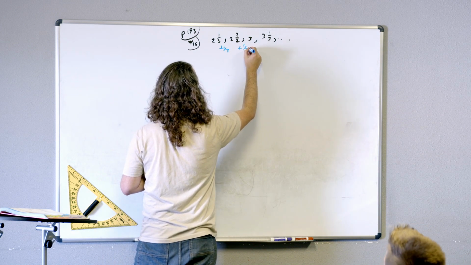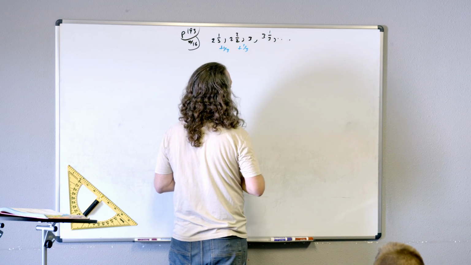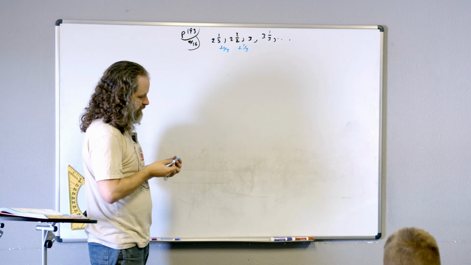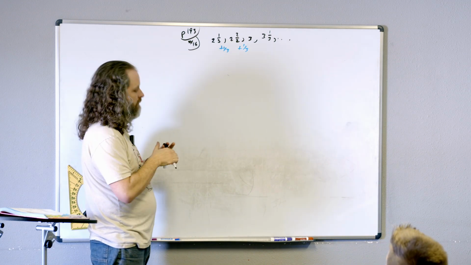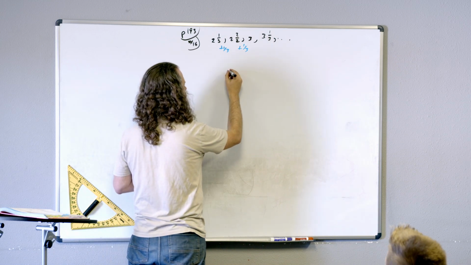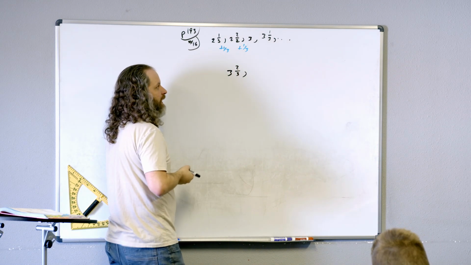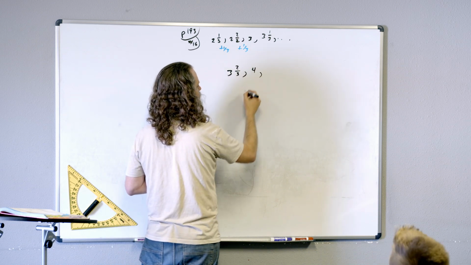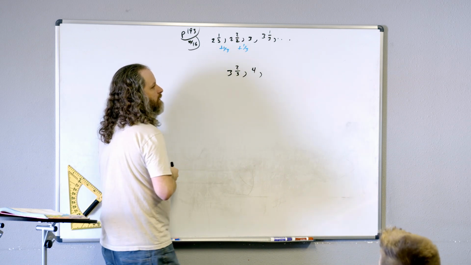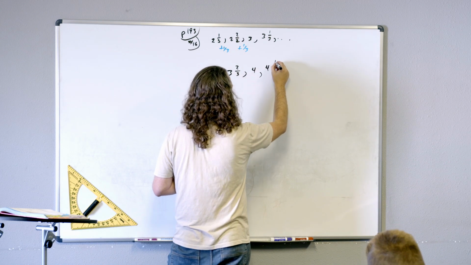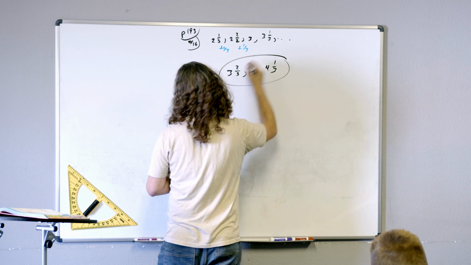Okay, so we need to add a third. So what's 3 1/3 plus a third? 3 2/3. And then add a third again. We get 4. And then we add a third again. And what do we get? 4 1/3. So that's what we do.